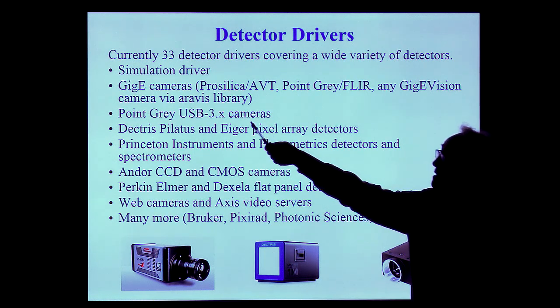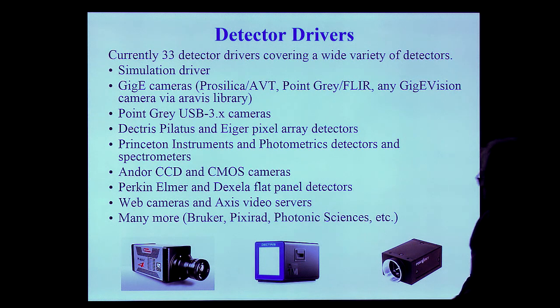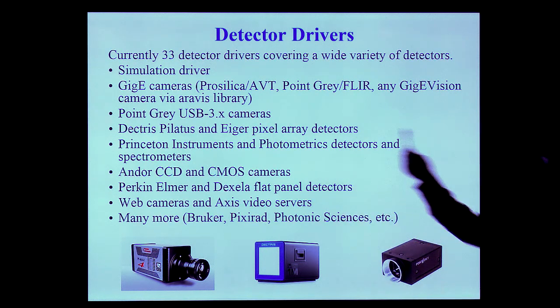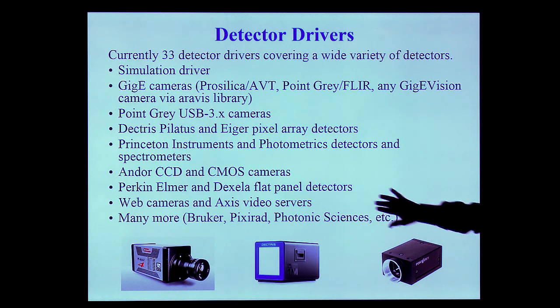There are USB cameras from Point Grey. That's what this is. We've got the Pilatus and Eiger pixel array detectors from Dectris, Princeton Instruments and Photometrics detectors, and their spectrometers. Andor CCD and CMOS cameras, PerkinElmer, Dexela flat panel detectors, web cameras, and Axis video servers, and then there are a lot more. Probably ones that are less commonly used, but I'm sure some of them are in use here.